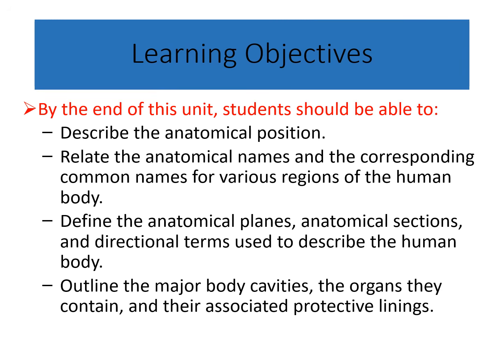By the end of this video, you should be able to do the following. You should be able to describe the anatomical position, relate the anatomical names and the corresponding common names for various regions of the human body, define the anatomical planes, anatomical sections, and directional terms used to describe the human body, outline the major body cavities, the organs they contain, and their associated protective linings.